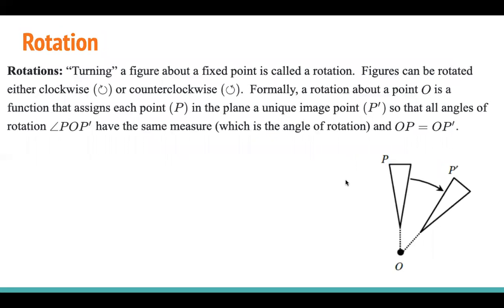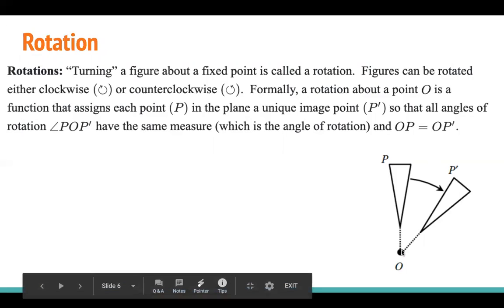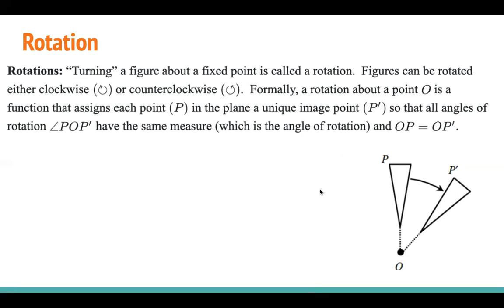A rotation is a turning. Turning a figure about a fixed point is called a rotation. It can be rotated either clockwise or counterclockwise. Formally, a rotation about a point is a function that assigns each point P in the plane to a unique image point P prime, so that all angles of rotation have the same measure, which is the angle of rotation, and the distances from the point of rotation O to P, OP, and OP prime are the same.